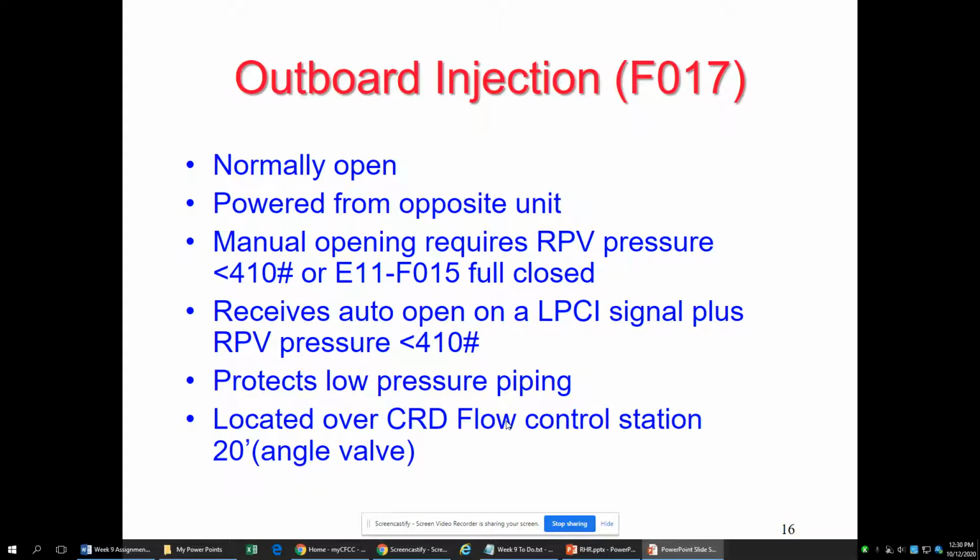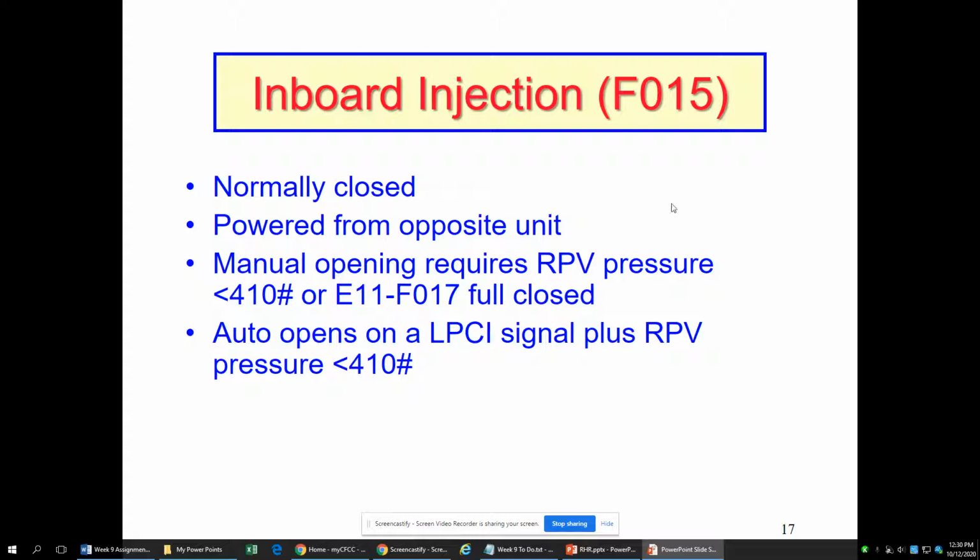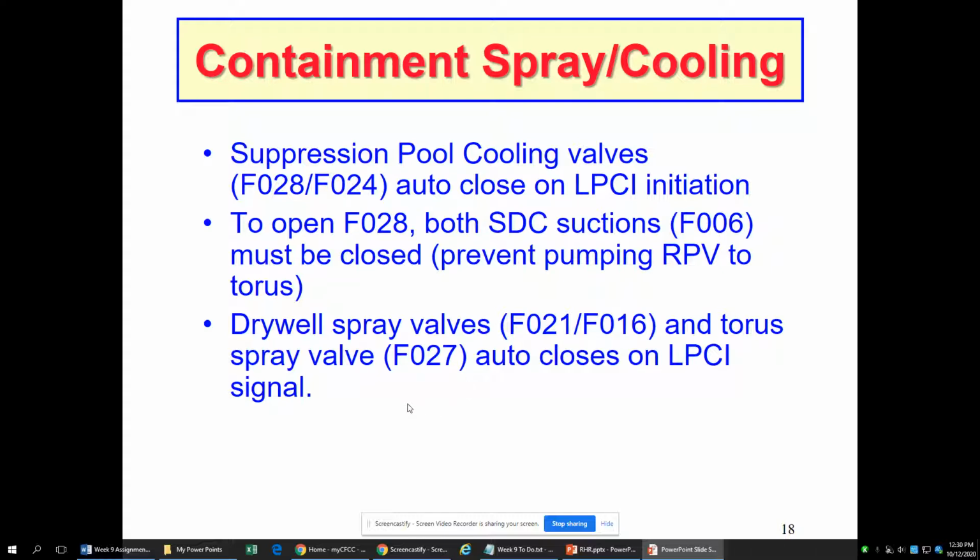So the outboard injection valve is going to be normally open and actually gets its power from the opposite unit, just in case we're having real issues here. We want to make sure that we can open and close this valve, so we'll take our power from the opposite unit. And the 15 is normally closed, and again, coming from the opposite unit. So, for whatever reason, if we've completely lost power on this side, we still have this system available to us with the valves powered from the opposite side.